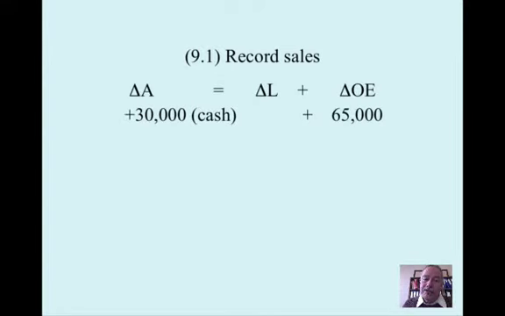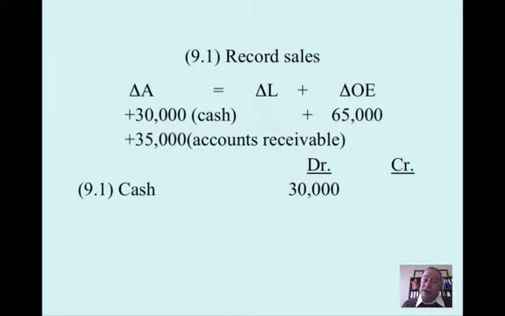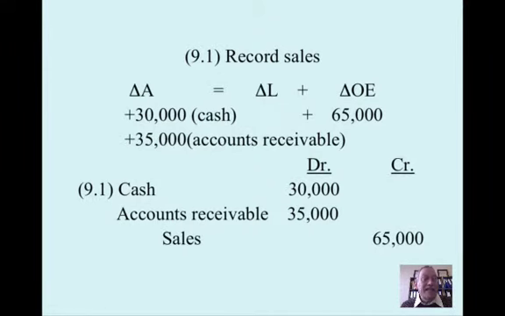We're getting some cash, $30,000, and we're getting accounts receivable. And the accounts receivable is also an asset. So we get $65,000 of assets, some of it in cash and some of it in the right to collect cash. And we're increasing the owner's equity by $65,000 because the owner benefits from those sales, or what we call revenue. It's going to be recorded like this: a debit to cash to increase the asset cash, a debit to accounts receivable, and a credit to sales.